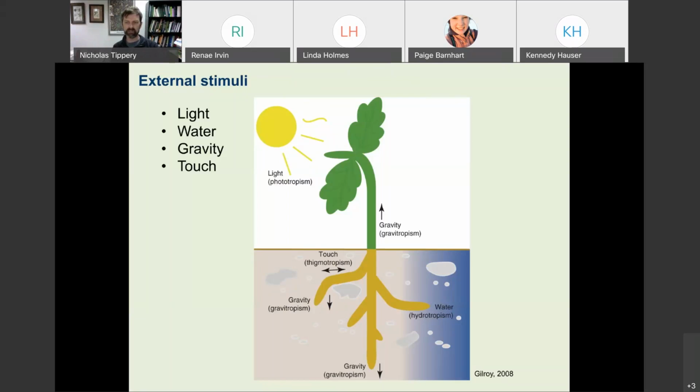So we'll see these as the main themes: light, water, gravity, and touch, things that plants are responding to. The fancy terms are also on here, and they're based on this Greek root of tropism. So phototropism, growing towards the light; gravitropism; hydrotropism, relating to water; thigmotropism, I always like that one, relating to touch. So plants are able to grow towards resources in their environment. It's a big one.